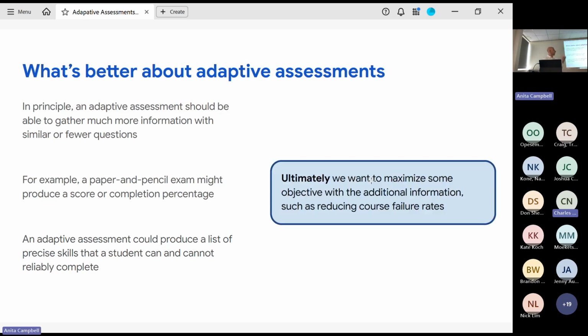But ultimately, the point is we want to gather this extra information so we can do something with it, right? So maybe we want a test that more accurately predicts whether a student will pass or fail a class. And we want fewer students to fail classes. So if we have an assessment that better predicts whether they're going to pass or fail a class, then we'll have better overall outcomes for our entire student population. If anyone has any questions, feel free to ask me as we go as well.